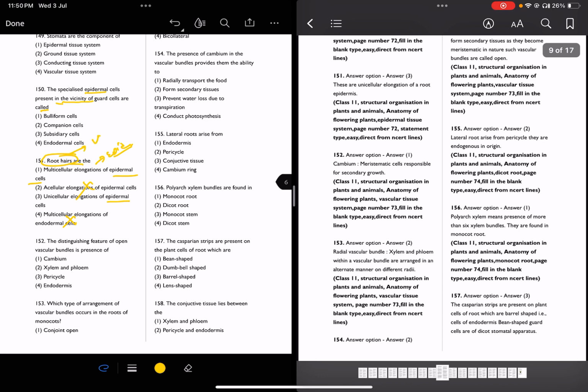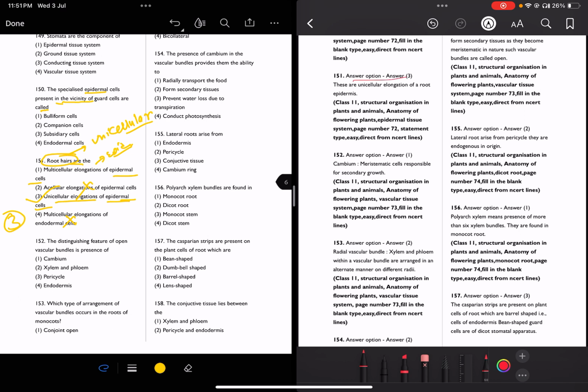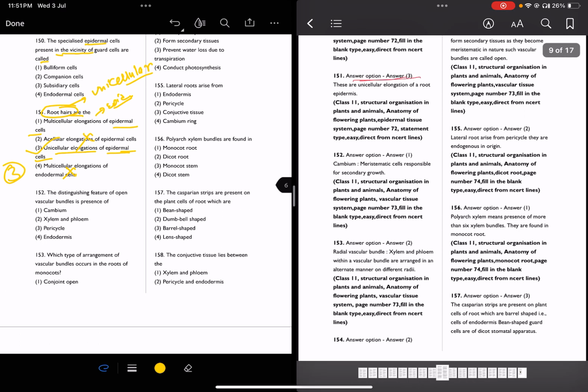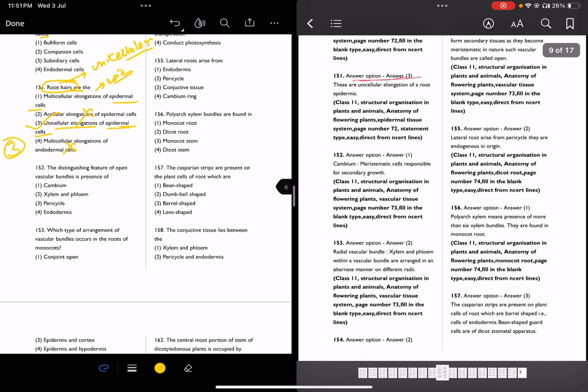Root hair, unicellular or multicellular? Root hairs are unicellular. Whereas if there is a question about stem hair or shoot hair, then they are multicellular. So here it is a unicellular elongation of an epidermal cell. So the option is 3. You can read this from the solution also. This is a unicellular structure. Then now move ahead to question 152.